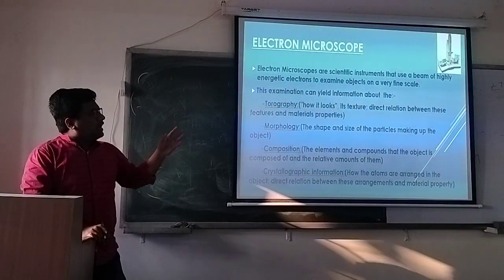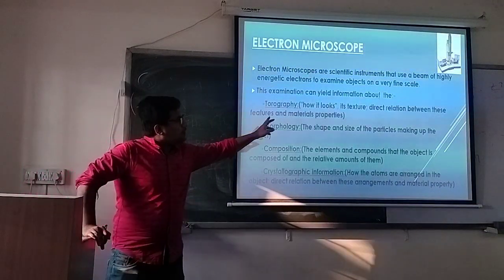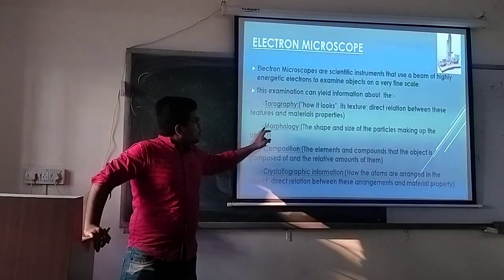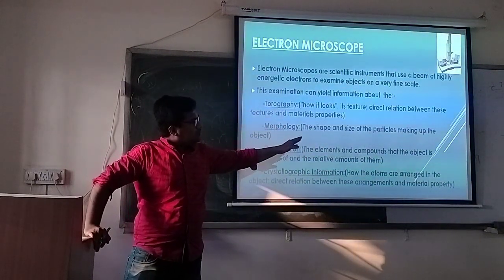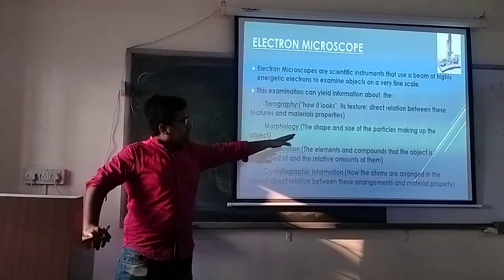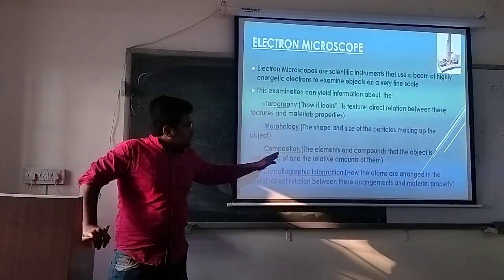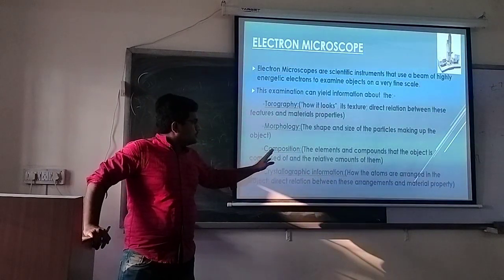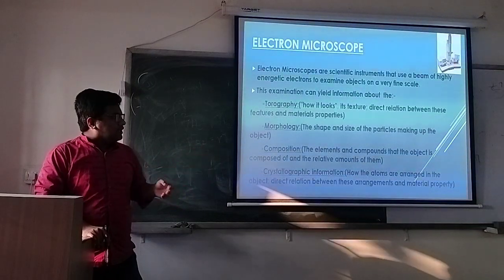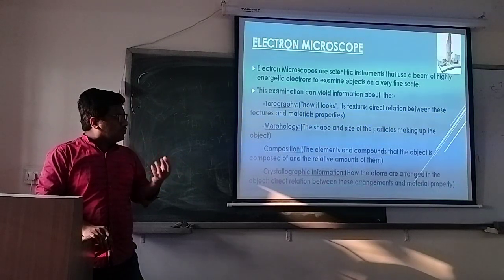Topography means how the specimen, the object we took to examine, looks; this gives the topographic information. The morphology information gives the shape and size of the particles which we take to examine. And the composition means the elements and compounds that the object is composed of and the relative amounts of them. Composition information tells how many compositions are in the element we took to examine.